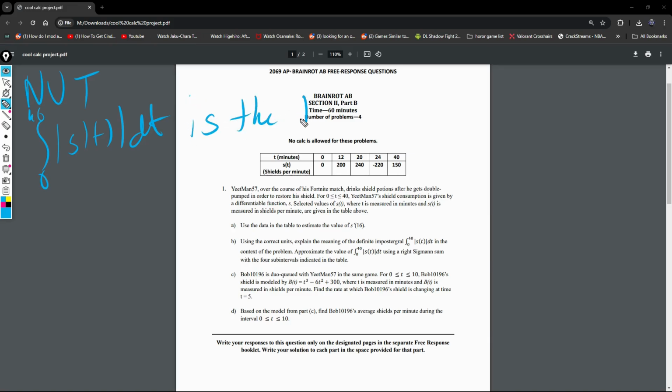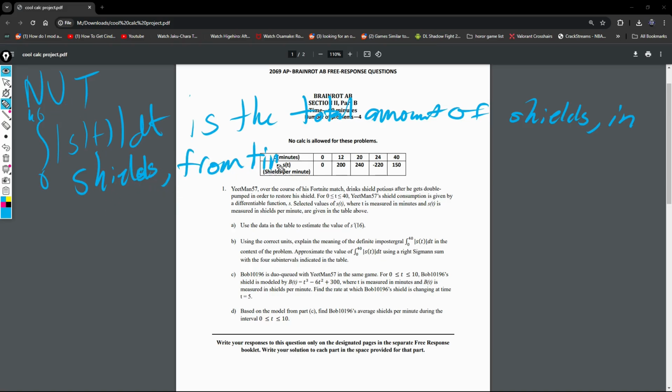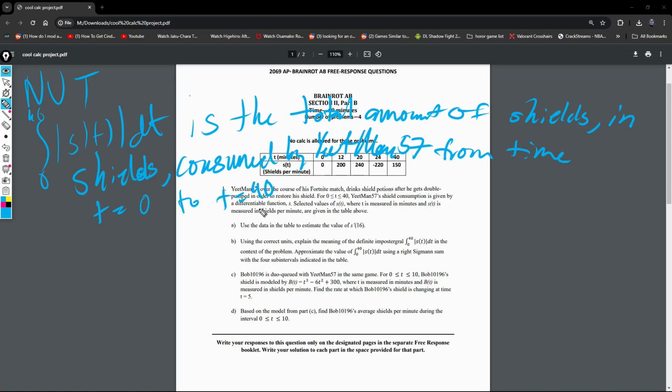Alright, guys. So S of t dt is the total amount of shields, in shields, because that's your unit, consumed by the unique name from time t equals 0 to t equals 40. So that's part A of part B, right?